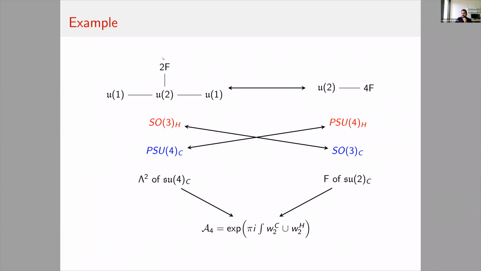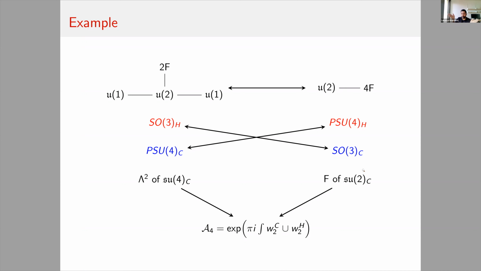Okay, so on the left hand side, we have flavor nodes hitting the antisymmetric representation of the SU4 Coulomb algebra. So if you are looking at monopole operators for SO3, they are going to transform under SU4 Coulomb as antisymmetric. On the right hand side, I have now monopoles for PSU4, and they're hitting the fundamental node. So they are going to transform in the fundamental of the SU2 Coulomb.